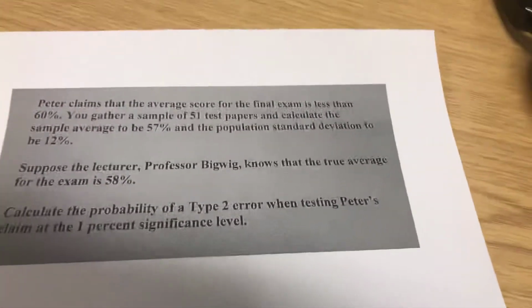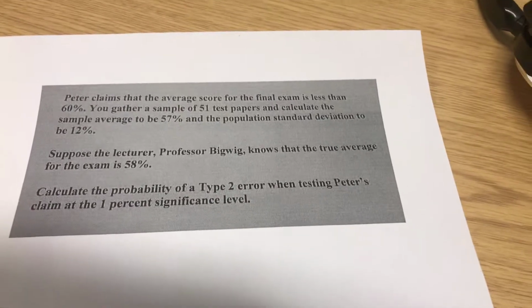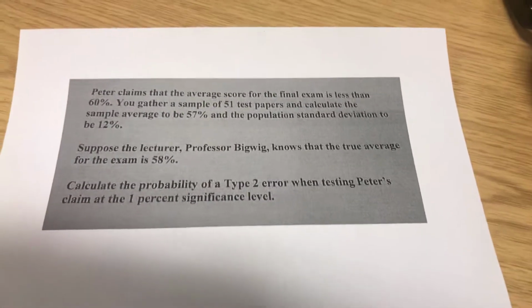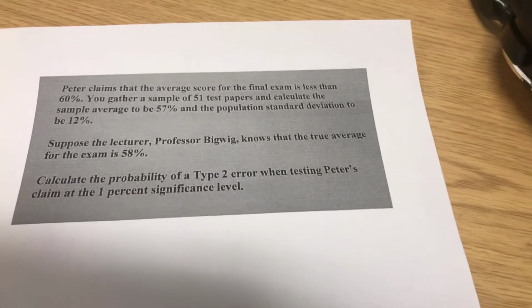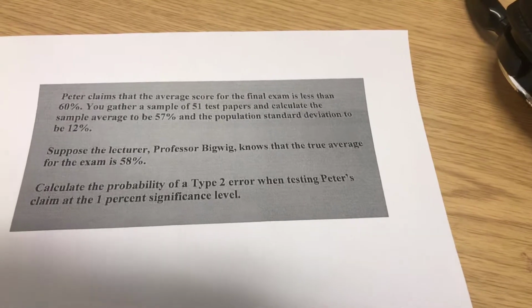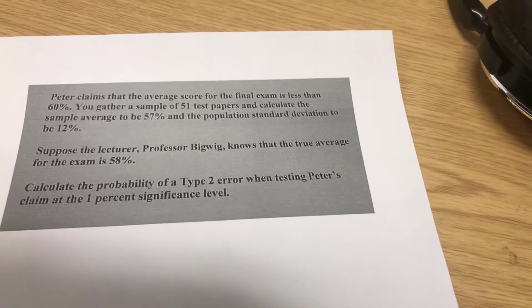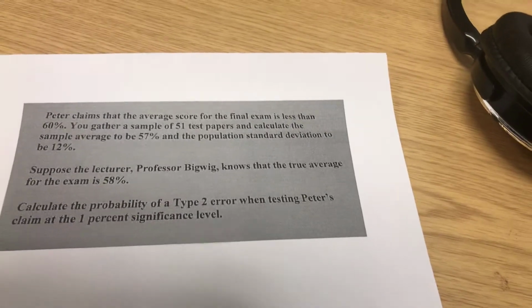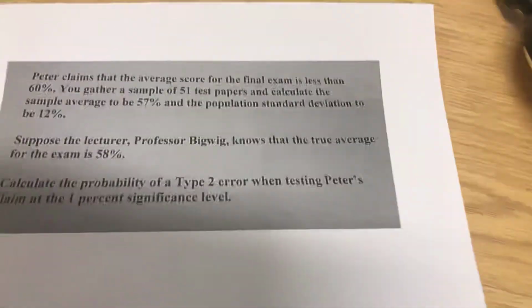Peter claims that the average score for a final exam is less than 60%. You gather 51 test papers and calculate the sample average to be 57 and the population standard deviation to be 12. Suppose the lecturer, Professor Bigwig, knows that the true average of the exam is 58. Calculate the type 2 error and test Peter's claim at the 1% significance level.